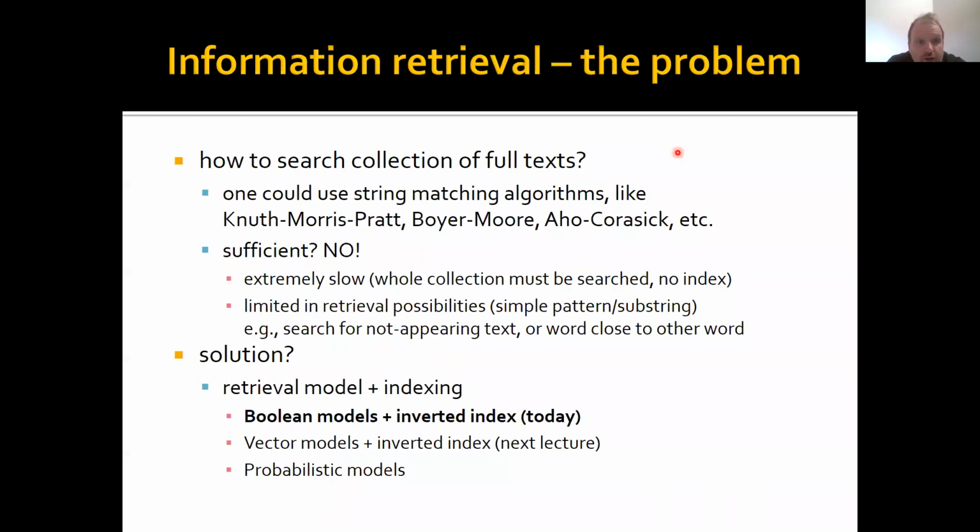So the question is how we will search the full texts. Of course, you can use some of the string matching algorithms. You know from the algorithm class that there are many of them. The most famous ones are listed here: Knuth-Morris-Pratt, for example, Aho-Corasick. And you can take the whole collection of text documents as one large full text document and just search for the occurrences of strings, which are the queries. But this is completely not the solution. Not only because this is extremely slow, because the whole collection must be searched, and the complexity of all of these algorithms is superlinear.